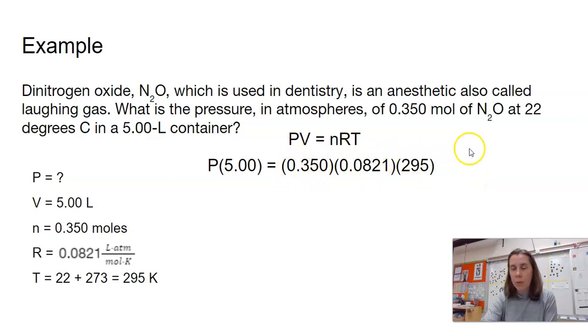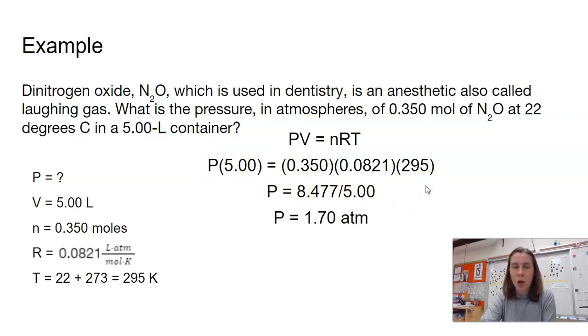So first we'll multiply everything on the right side, and then divide both sides by the 5 so that we can get P by itself. And so our pressure for this gas is going to be 1.70 atmospheres. Right? So that's all that's to it.